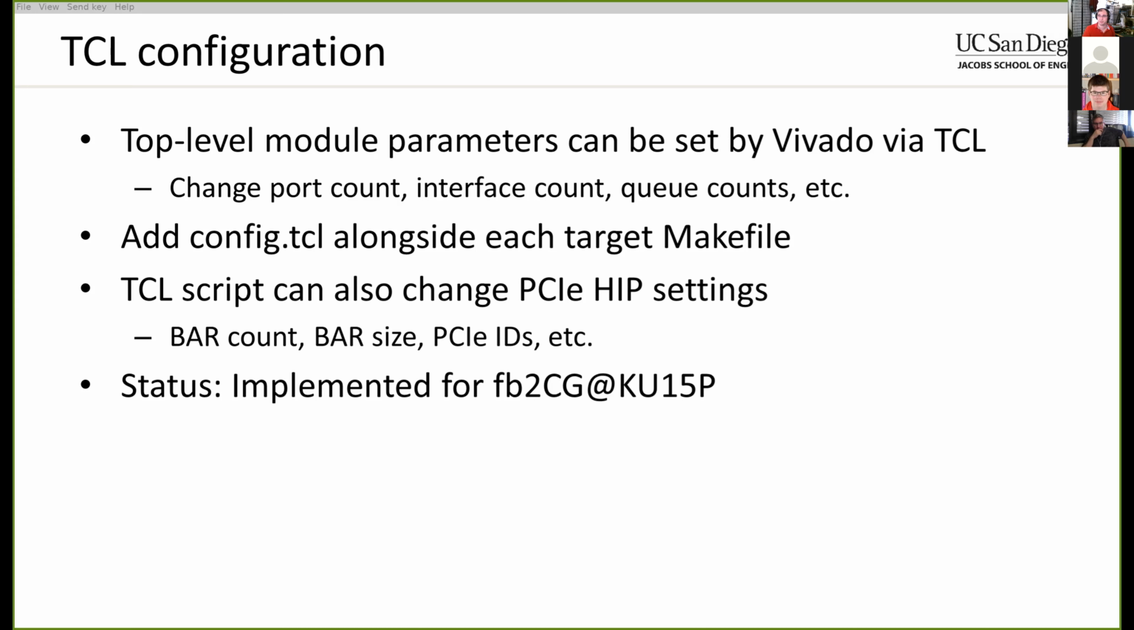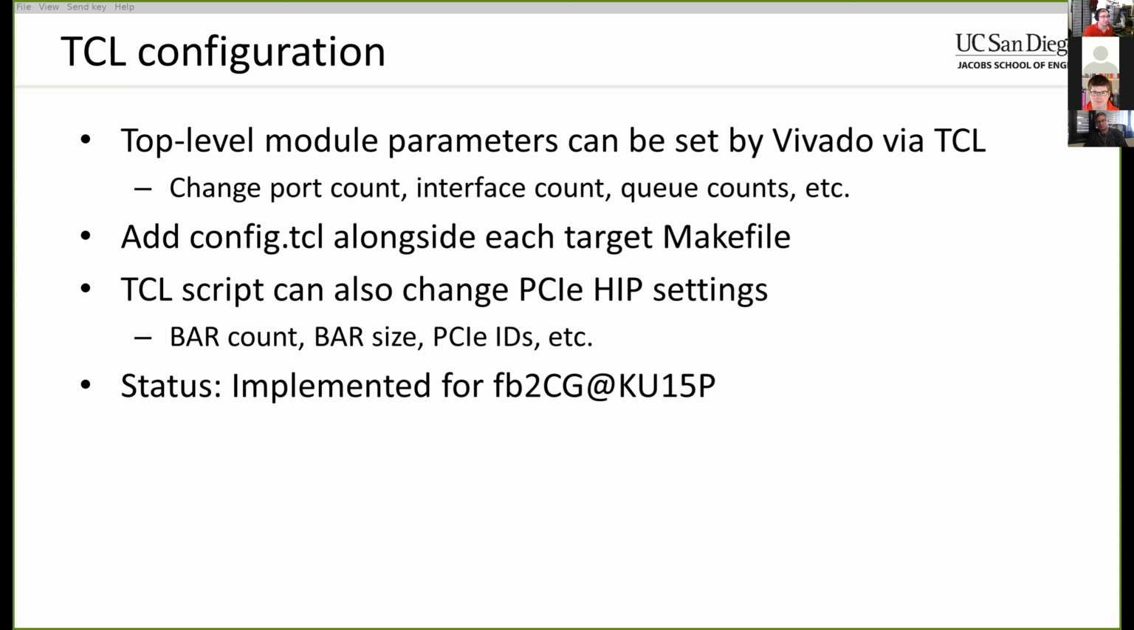And this is particularly important when you want to customize a design by inserting your own application logic. Well, you might also want to change the number of ports or the number of queues or whatever. It kind of defeats the purpose of being able to swap out the application block if you have to edit the Verilog anyway to change some of these parameters. So by pulling them out into a TCL script, it makes things a little bit more flexible.